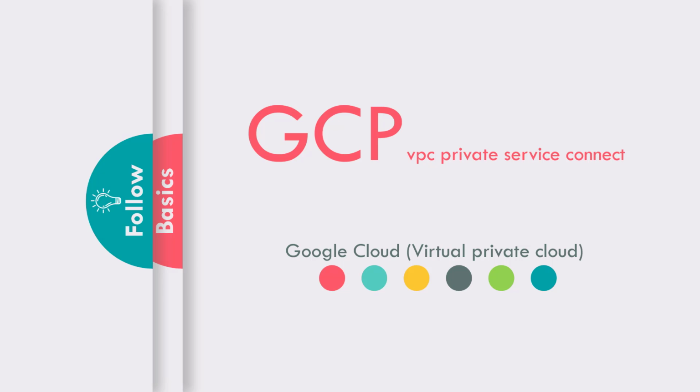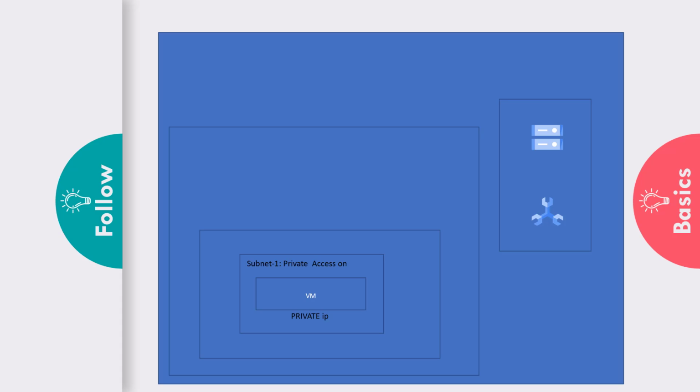Hi, this is going to be a lecture on VPC Private Service Connect. So let's say you have a virtual machine which has a private IP address and you want to connect this to a storage file or maybe even a Spanner file. So how do you do that?